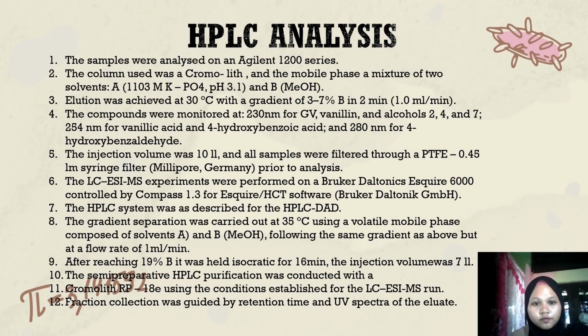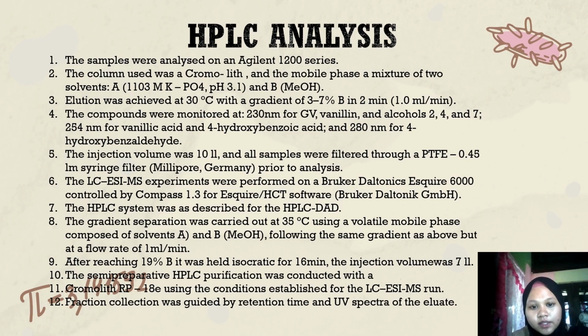The second part of the method is HPLC analysis. First, the sample was analyzed on an Agilent 1200 series. Second, the column used was a Chromolith, and the mobile phase was a mixture of two solvents, A and B. Third, elution was achieved at 30 degrees Celsius with a gradient of 3 to 7% B in 2 minutes.